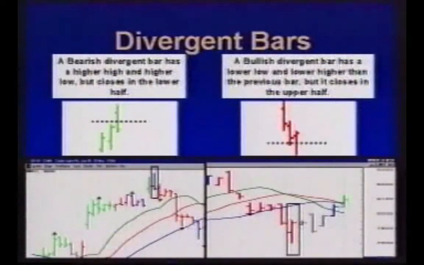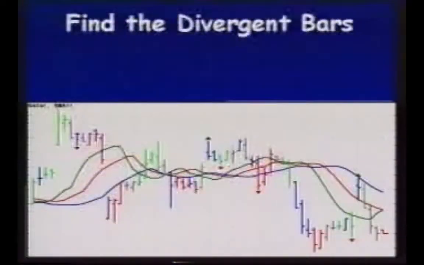Now, let's practice this a little bit, reviewing just for a moment. A bullish divergent bar makes a lower low, lower high, and closes in the upper half. A bearish divergent bar makes a higher high and a higher low, but closes in the lower half. Let's look at this on a chart. Let's see if we can find some divergent bars in this particular chart.